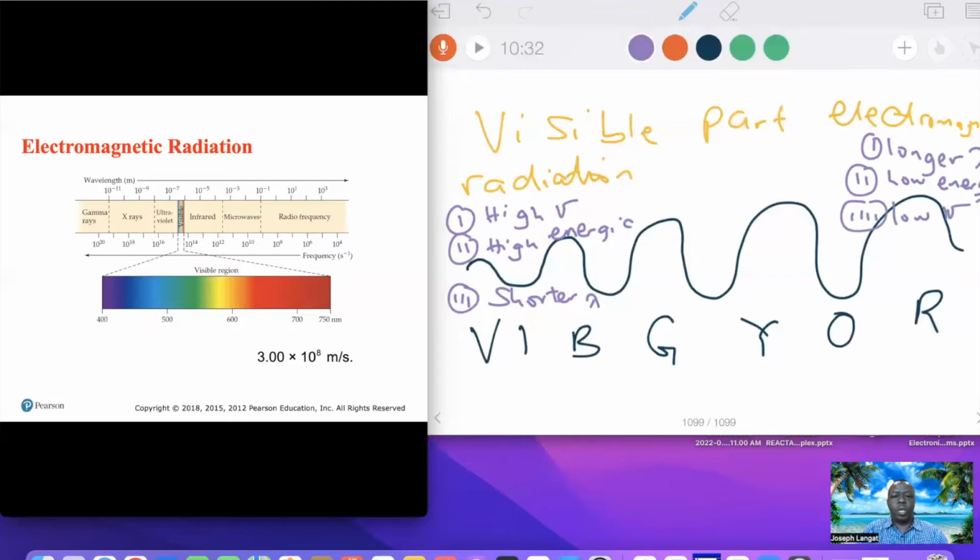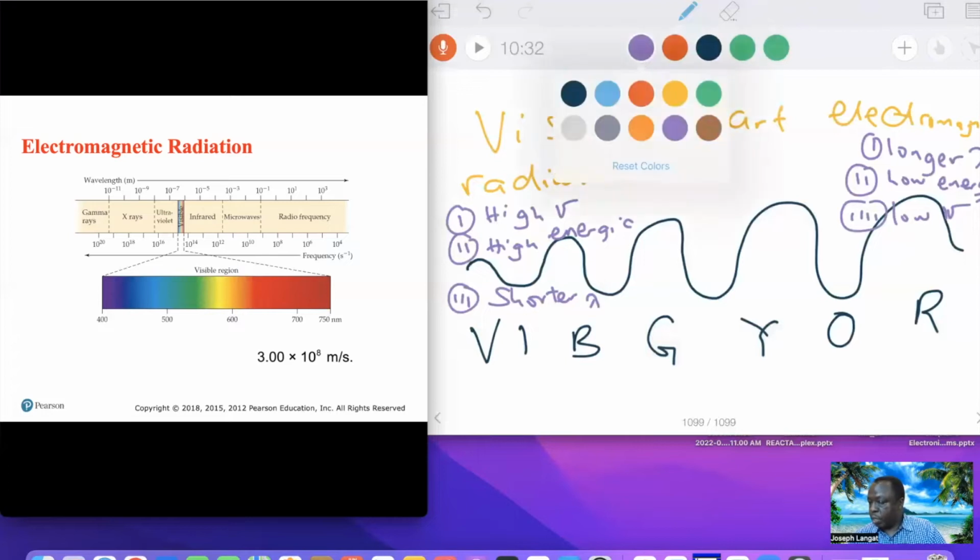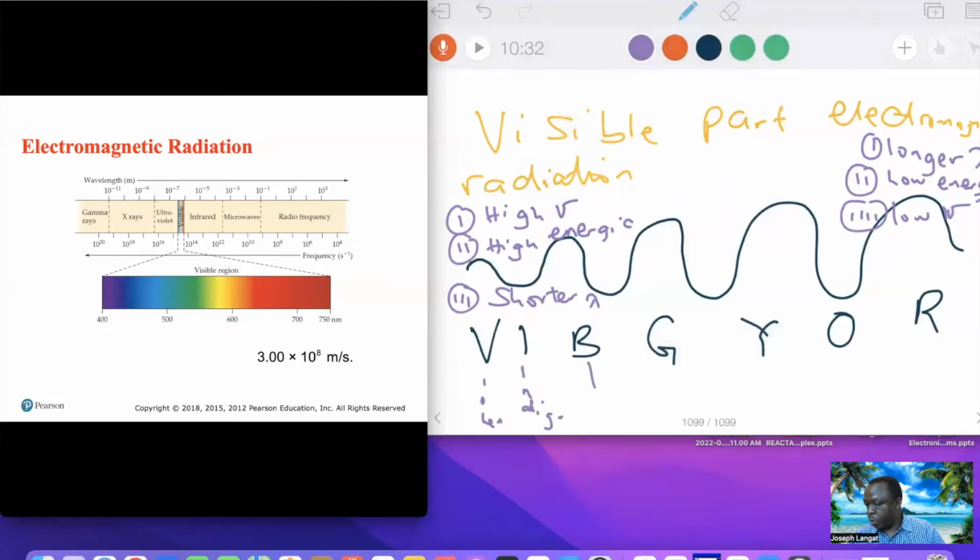You need to know this so that you can make a conclusion. This is violet. This is indigo. This is blue. This is green. This is what? Yellow. This is orange. And this is, of course, red. You should know those.